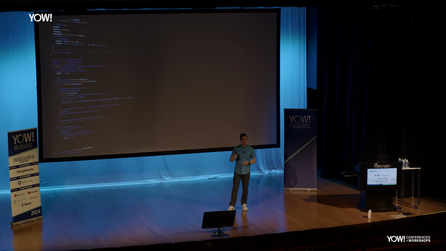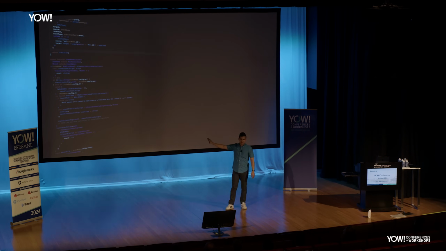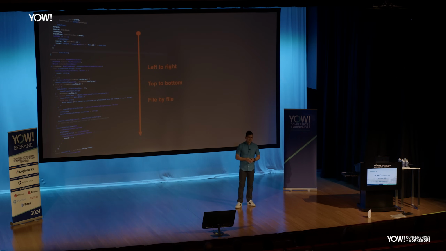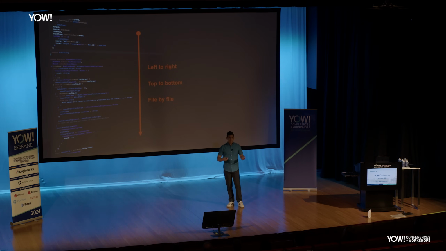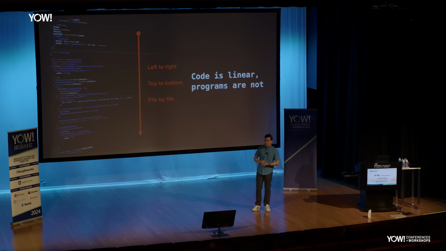But one of the things that always frustrated me, and I'm sure many of you who are musicians were also frustrated with, is just this code. You cannot read this. Even if I try to zoom in, don't worry about it. Code is linear, right? You read it like you would read a book, left to right, top to bottom, and file by file. But the problem is that programs are not really structured this way.